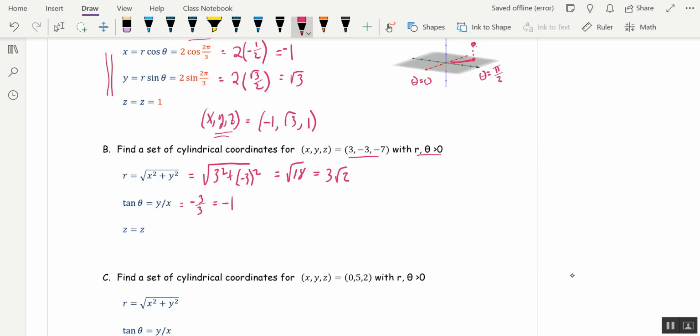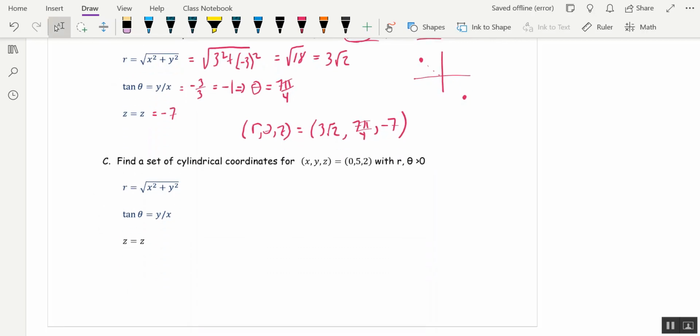So there's 2 angles we could use here for tangent theta equal negative 1. So what we have to do is figure out what quadrant in the xy plane we're in. So I'm going to plot this point, 3, negative 3. That's down in quadrant 4. So I want to use theta equal to 7 pi over 4. The other option would be up here, theta equal 3 pi over 4, but our point, the xy coordinates are in quadrant 4, not in quadrant 2. All right, and z is z, which is negative 7. So r theta z is 3 root 2, 7 pi over 4, negative 7.